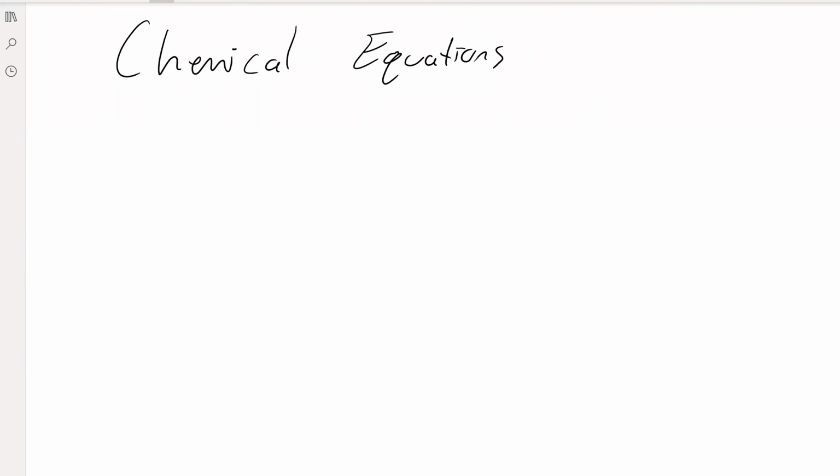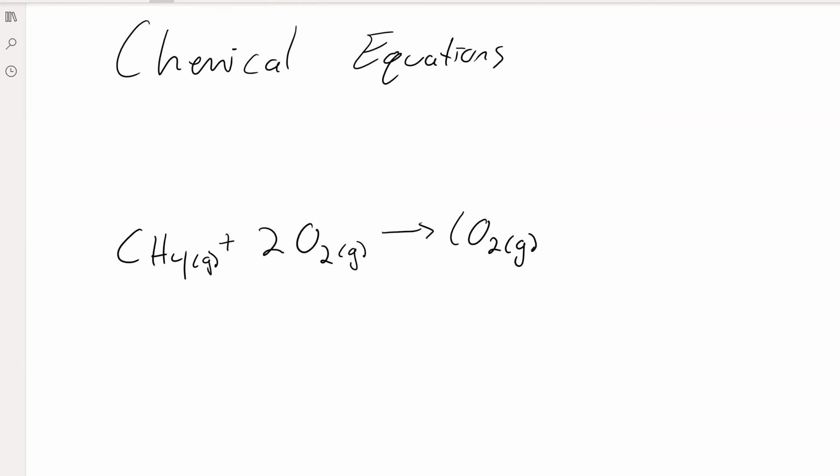All right, so we've already taken a look at some chemical equations previously in the class. Let's just go over chemical equations and point some things out. For example, here we're going to take a look at the combustion of methane, which is CH4. So it's going to be CH4 combining with two molecules of oxygen, both of these in gaseous form, to form carbon dioxide as a gas, and then two waters as a gas.